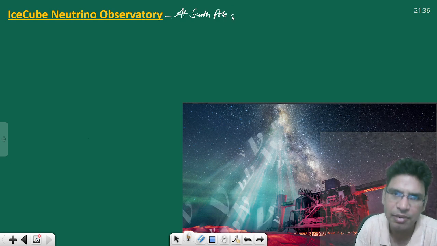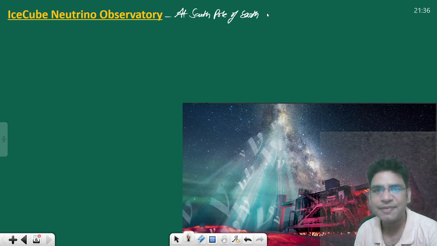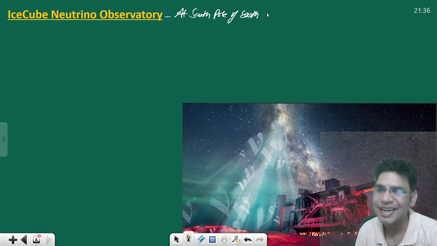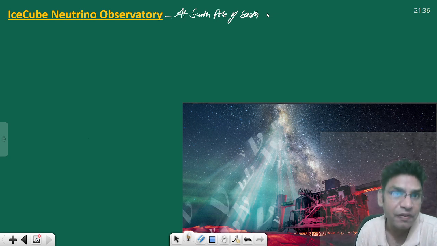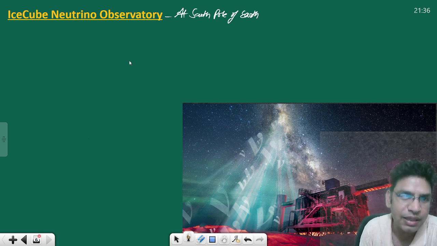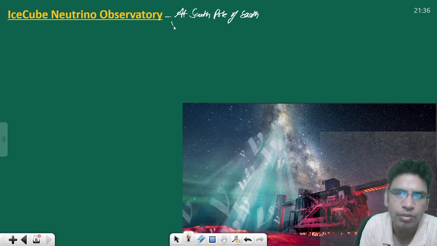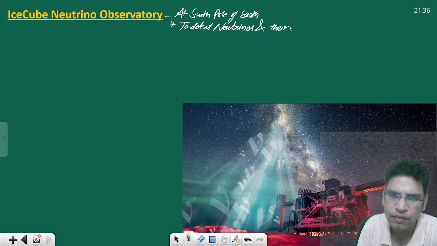Because we have discussed that it is very difficult to find neutrinos. They go undetected because they are very small, light particles, electrically neutral. They are not deflected by magnetic fields, so you cannot detect them easily. To detect neutrinos and their interaction with dark matter, we have this IceCube Neutrino Observatory at the South Pole of the Earth.